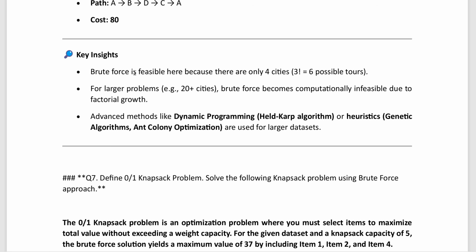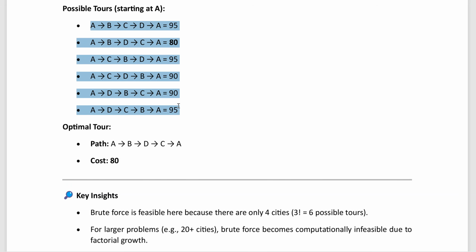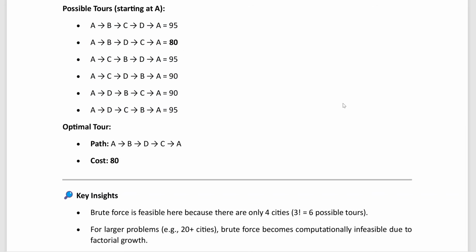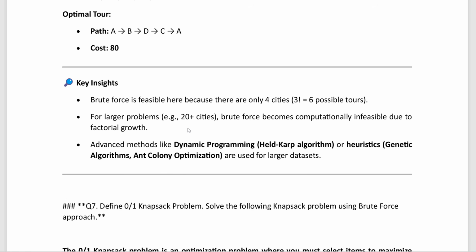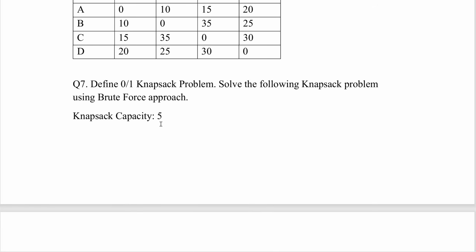The key insights are: brute force is feasible here because there are only four cities. 3 factorial is six possible tours, so these are only the six tours you can easily find out. For larger problems with 20 plus cities, the brute force approach becomes computationally infeasible. It will take a large amount of time due to factorial growth. Advanced methods like dynamic programming, that is the Held-Karp algorithm, or heuristics, genetic algorithms, and ant colony optimization are used for large data sets. The next question is question number 7.